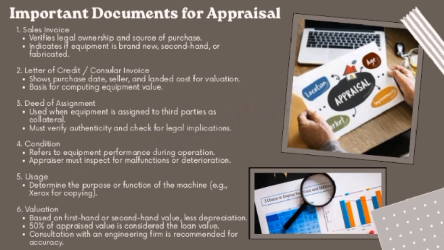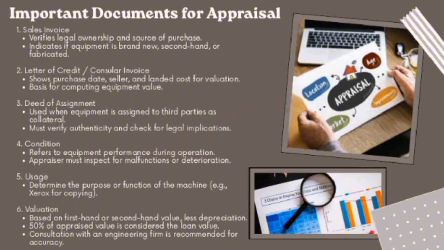Calculated based on either the original or current market value minus depreciation, with about 50% of the appraised value often used as the loan value. For example, a used forklift valued at 1 million with 30% depreciation would have an estimated loan value of around 350,000. Consulting engineering firms can improve accuracy. So it means that consultation with the engineering firms is recommended for accuracy.